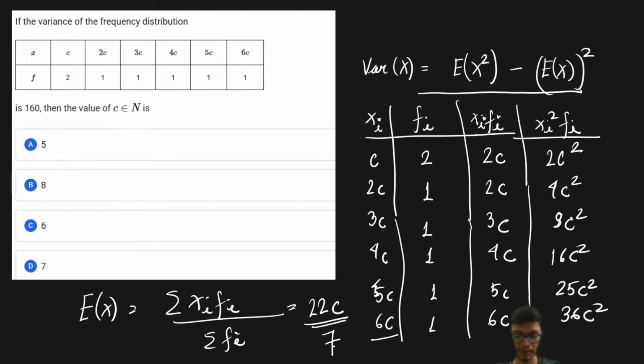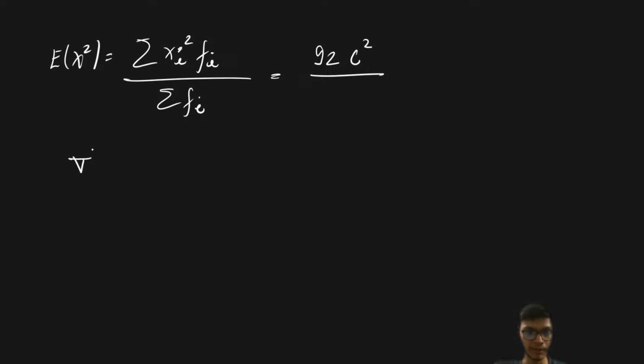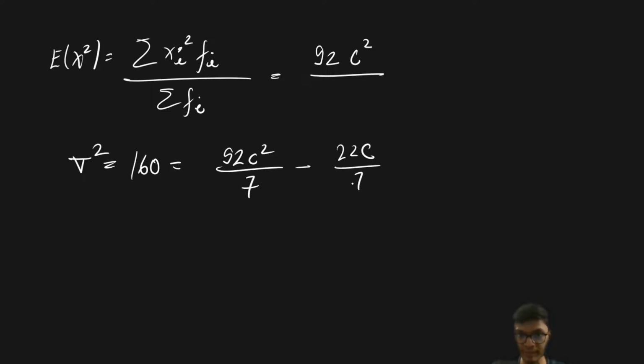You can divide by 7 as well, right? That's up to you. How do you solve for the question? From here you can find out sigma square, which is mentioned in the problem as 160, which is basically equal to 92c square divided by 7 minus 22c by 7, that is going to be mean and square of the mean, right? So from this you are going to get the value of c.